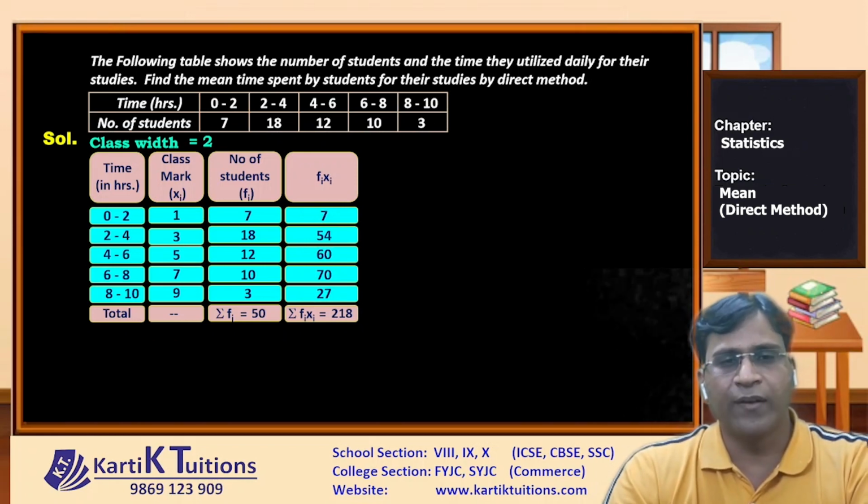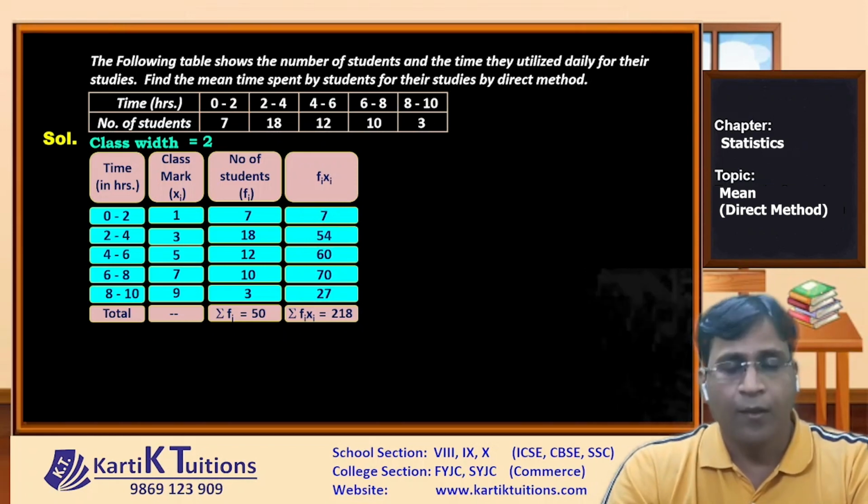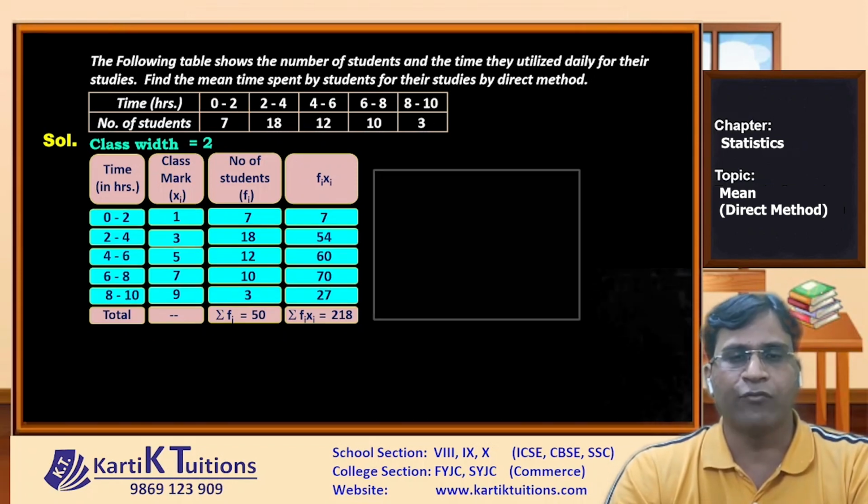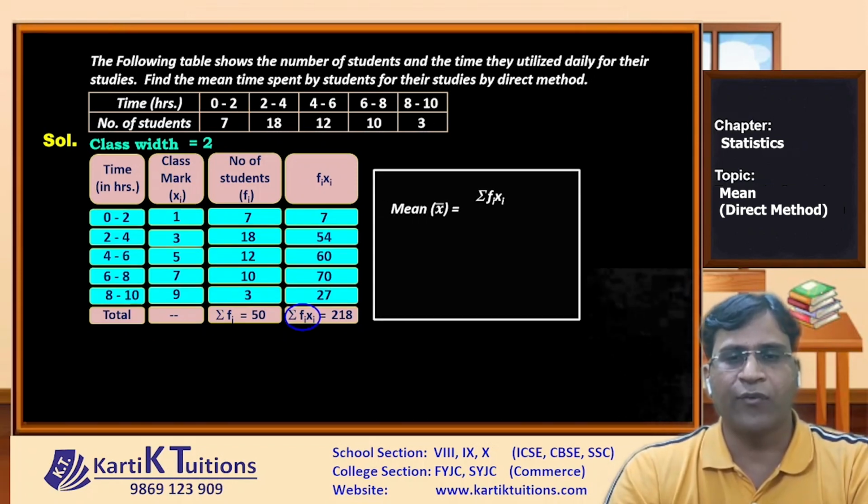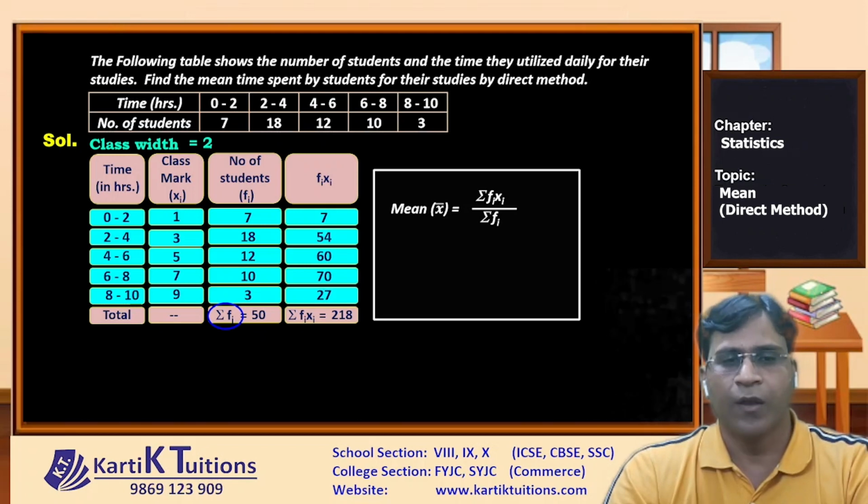Now we'll learn how to find the mean. We are going to use the formula. The mean is denoted by x bar, and the formula is what? Summation of fixi upon summation of fi. Now we are ready with the values. Let's substitute the values. What is summation of fixi? It is 218 upon 50.